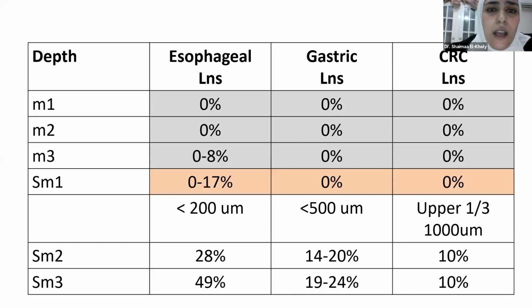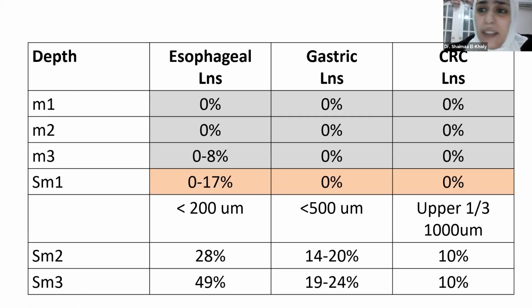As you can see here, when you go from esophageal cancer to gastric cancer to colorectal cancer, if you go through the mucosa M1, M2, M3, you can see that the incidence of lymph node metastasis is around 0. We have to bear in mind that these numbers are not strict numbers. It's just a range of numbers, but it's usually around 0. When it comes to the esophagus here, maybe the incidence is a little bit higher. So when you go to SM1, you find that the incidence of lymph node invasion is a little bit higher. It can reach 17%, provided that it's 200 micron. And for the gastric, it's 0%, but it's 500 micron. And for the colon, it is the whole SM1.